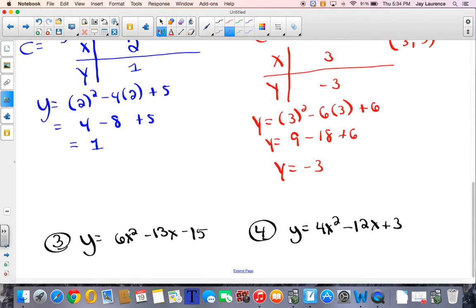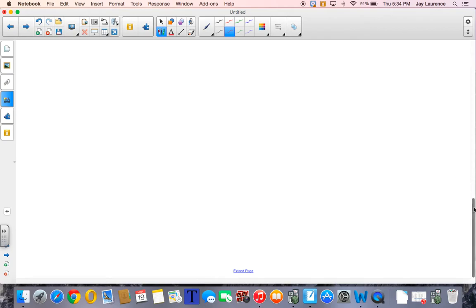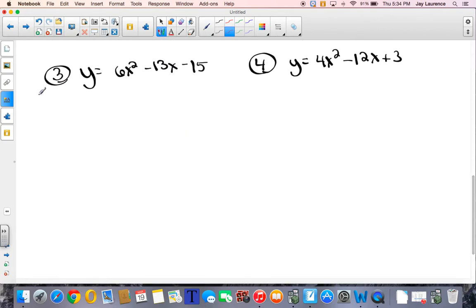All right, let's try 2 more here. 2 more. All right, A, B, C. Easy as 6, negative 13, negative 15. All right, so x is going to equal, finding the vertex, we take the negative of b as 13. B won't always be negative. I just took these problems out of a book. And then 2a. So I'm going to get 13 twelfths, or 1 and 1/12.